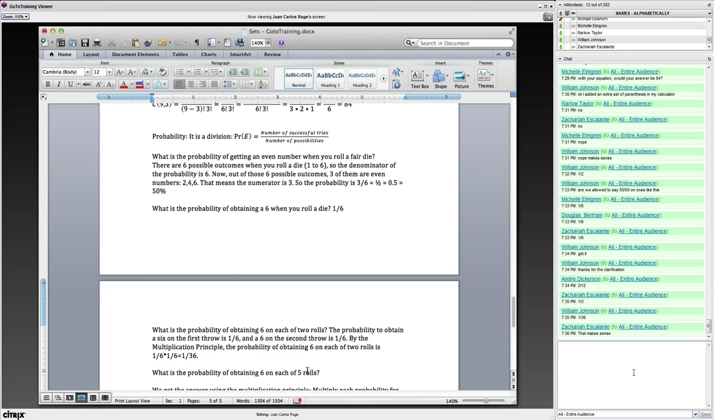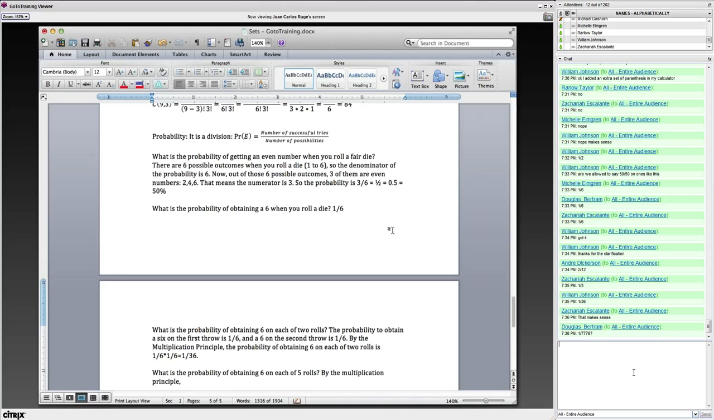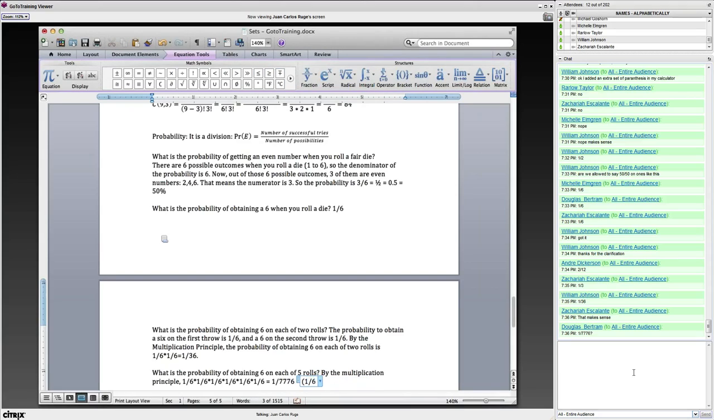Now, what is the probability of obtaining 6 on each of 5 rolls? Douglas, yes, you are correct. So this is going to be by the multiplication principle 1 over 6 times 1 over 6 times 1 over 6 times 1 over 6 times 1 over 6, which is 1 over 7776. Or actually, we can say that this is equal to, I'm going to insert an equation, parenthesis 1 over 6. And here, I'm going to use an exponent script.